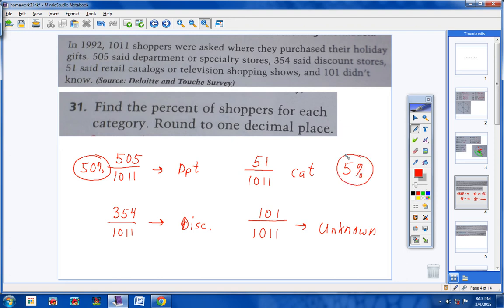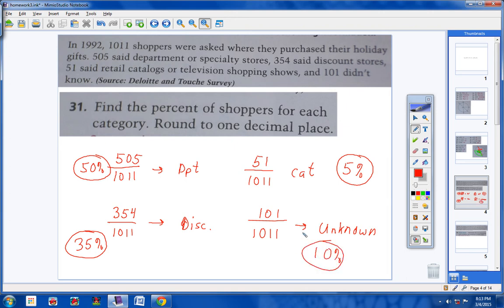Now, if you're getting, like for this problem back here, 0.4995, remember, move your decimal two places. For this problem here, if you're getting 0.050, move your decimal two places. 354 divided by 1,011, move your decimal two places, 35%. And then if you add 35 plus 5, that's 40, plus 50 is 90. All three of these are 90, so I know this has to be 10% right here.